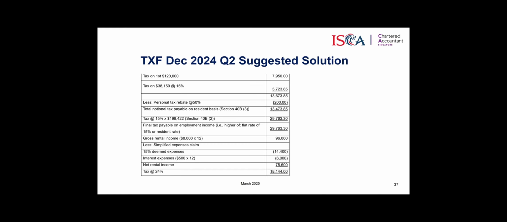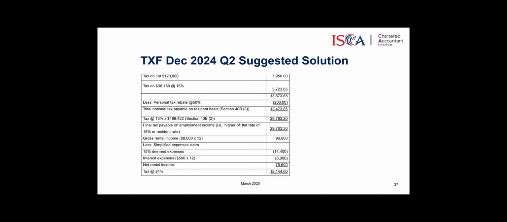Here in this case, clearly, when we apply the either-or basis, the 15% flat on taxable income is higher. Therefore, the final tax payable in this case should be 29,763.30, which is the higher amount.